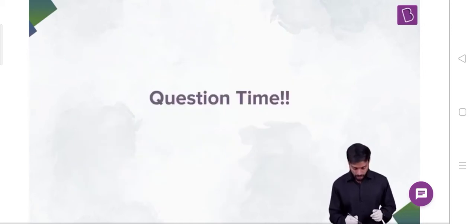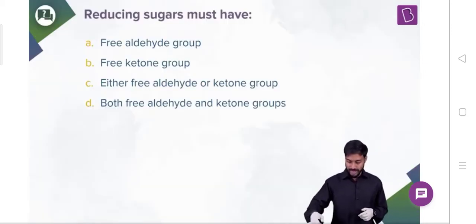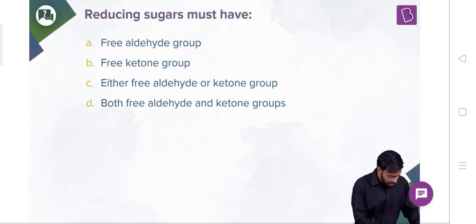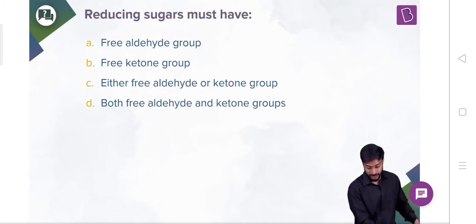Quick question. Try this out. Reducing sugar must have. Well, we'll try to answer this question. In the meantime, I'll just remove my gloves. And at the end, we'll see the result.